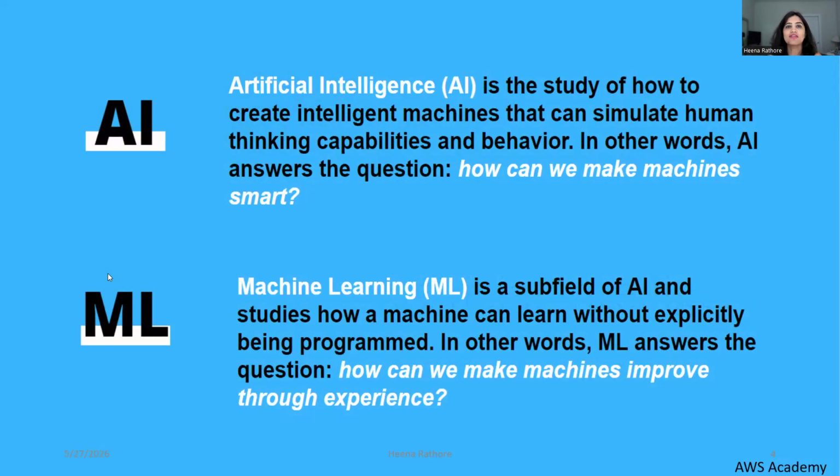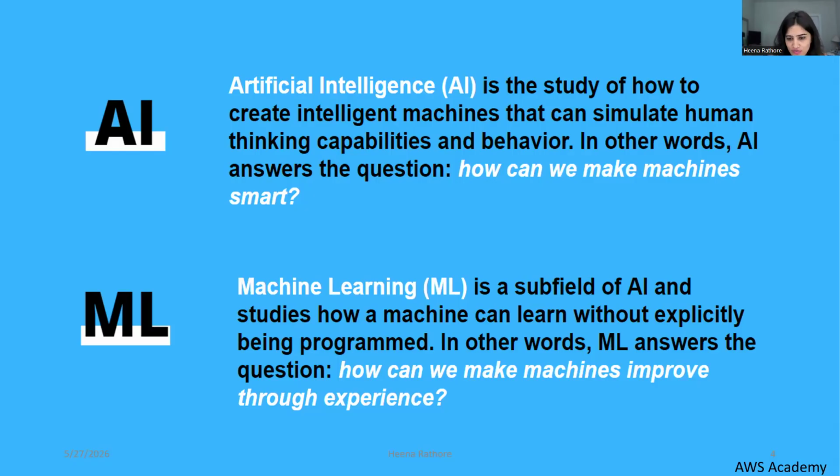In a clear way, if I have to explain, AI is the study of how to create intelligent machines which are capable of simulating human thinking and behavior. The core question AI tries to answer is how can we make machines smart? AI is a broad field that encompasses many techniques, and machine learning is one of the most important subfields of AI. Machine learning is focused on enabling machines to learn through experience without being explicitly programmed for every task.